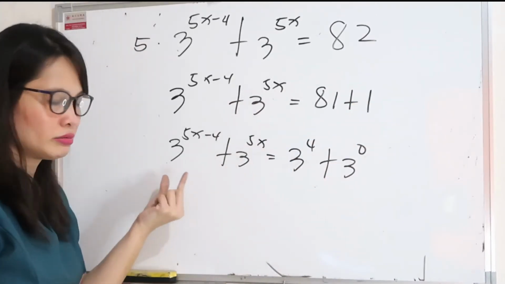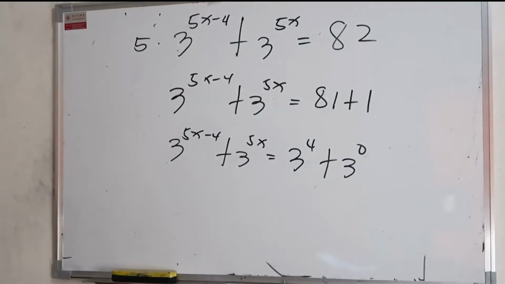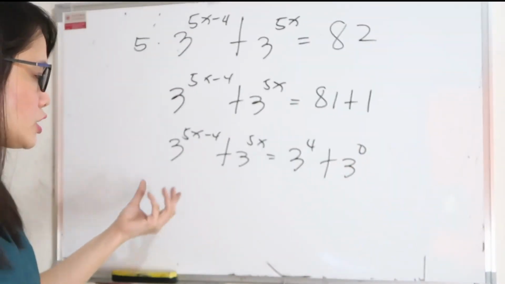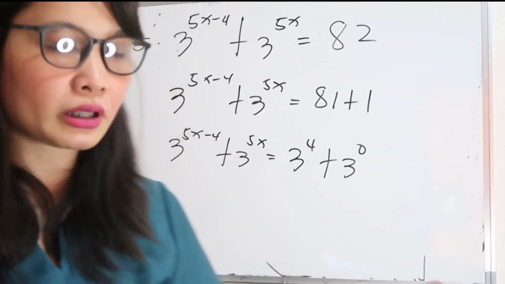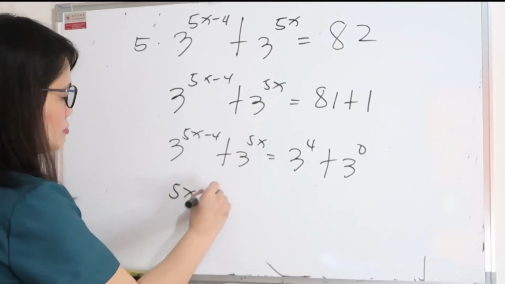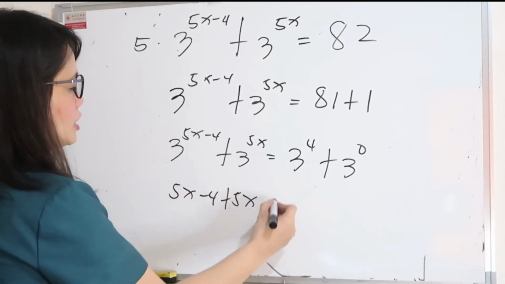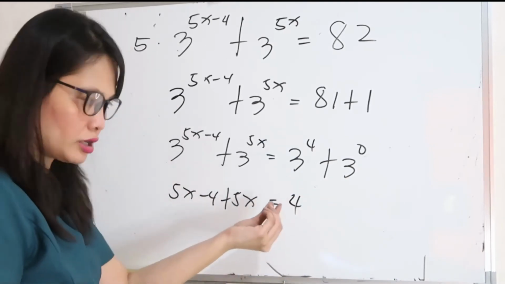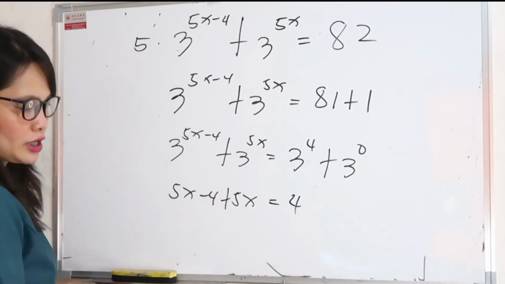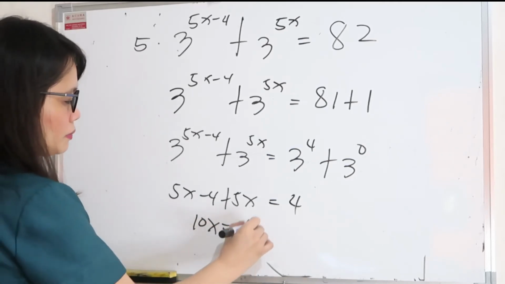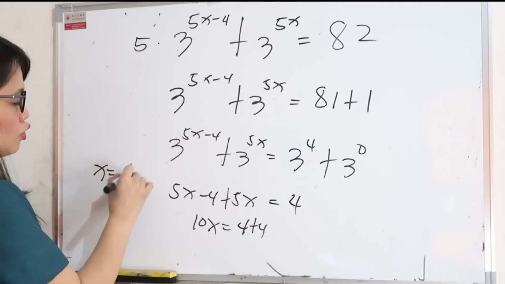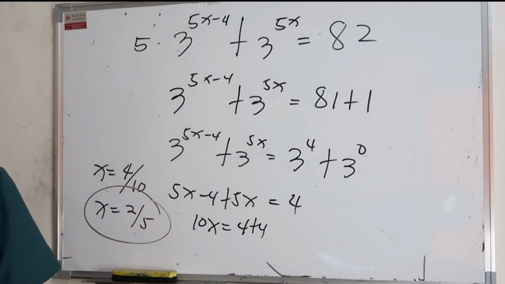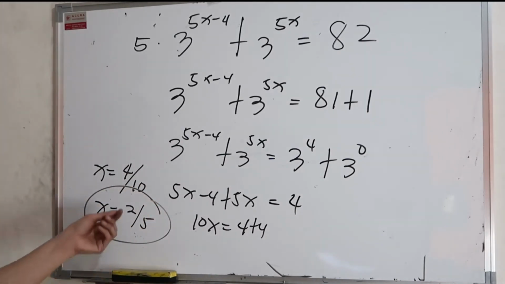Now, what have you noticed? Common base. So if they have a common base, we can equate the exponents. So we have 5x minus 4 plus 5x is equal to 4 plus 0, which is 4. And then solve for x now. So we have 10x is equal to 4 plus 4. So x is equal to 8 over 10, so x is equal to 4 over 5.